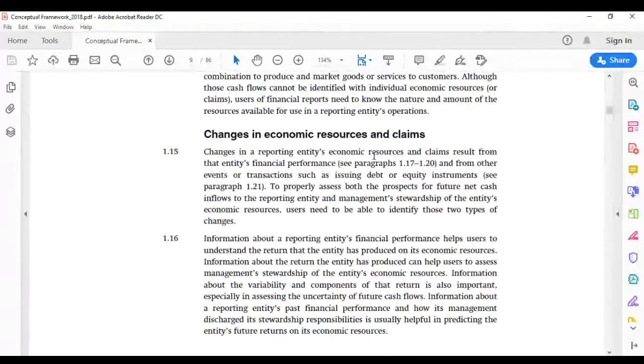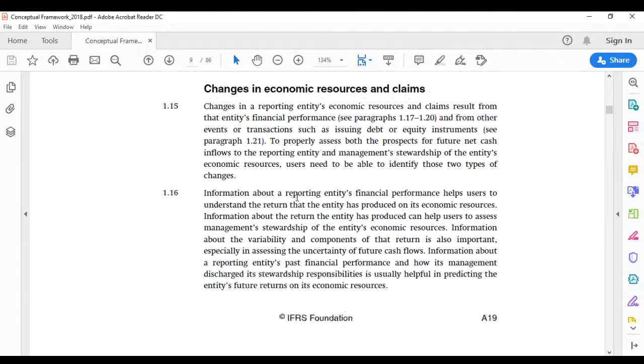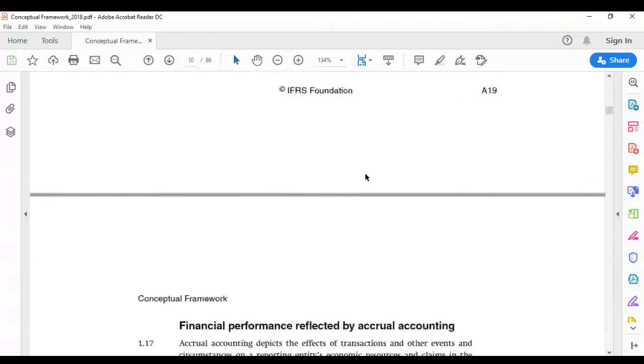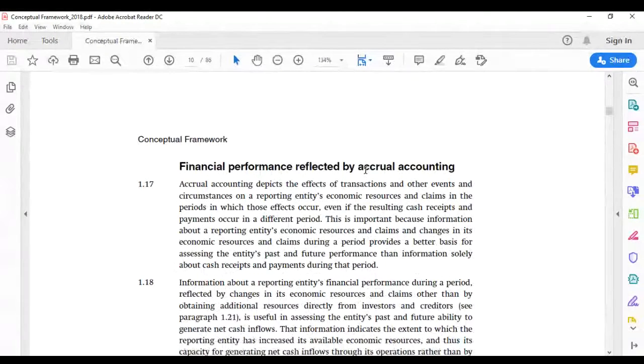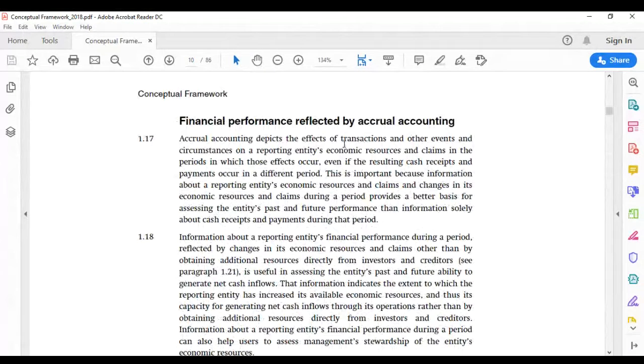Changes in economic resources and claims, that is either through the trading, as they also describe there, or through transactions with your equity participants. Okay, I'm going to take just a minute or two break here, just in case there are any questions, and then we are going to discuss this very important principle of accrual accounting.